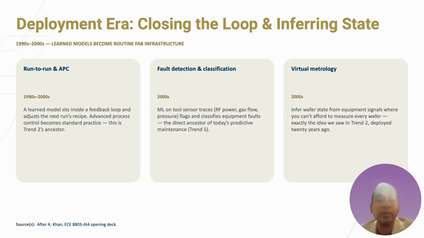The limit didn't stop deployment though. Through the 1990s and 2000s, learned models became routine fab infrastructure in 3 different ways. Run-to-run control put a learned model inside the feedback loop to adjust the next run, and that is the ancestor of the virtual metrology that we saw earlier. Fault detection used machine learning on sensor data to catch equipment problems, the ancestor of predictive maintenance. And virtual metrology itself, predicting wafer state from signals, was deployed 20 years ago. Today's new applications actually have deep roots in production.